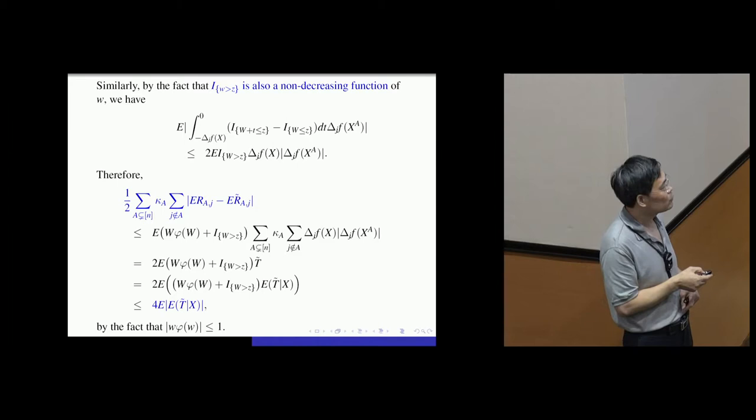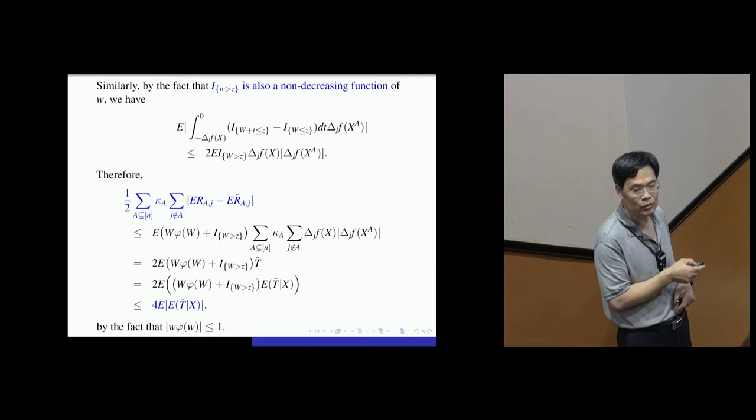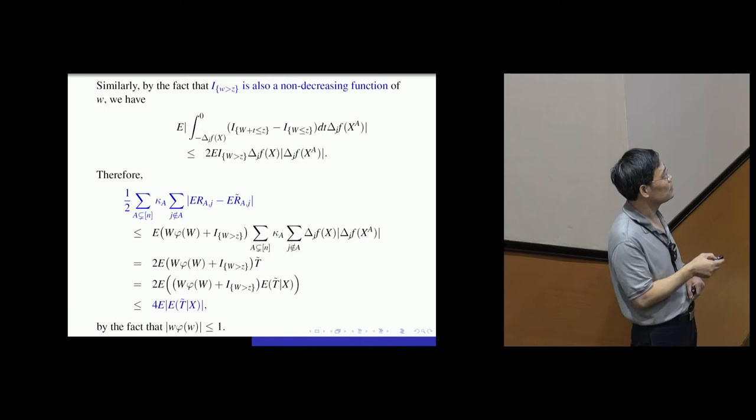And after we do the conditional expected value, then we can use the fact that w times phi of w is bounded by 1. So that term is bounded by 1. The indicator function, of course, is also bounded by 1. So we have 4 times the expected value, and then we put the absolute value here, conditional.